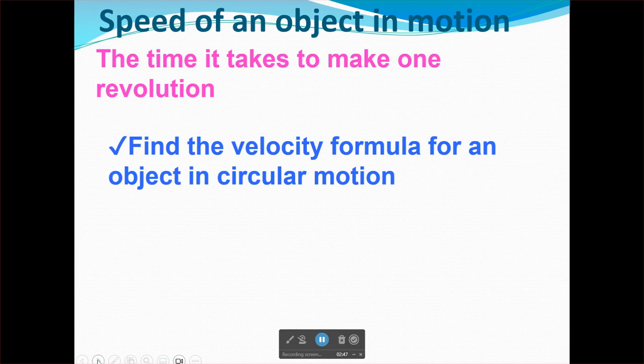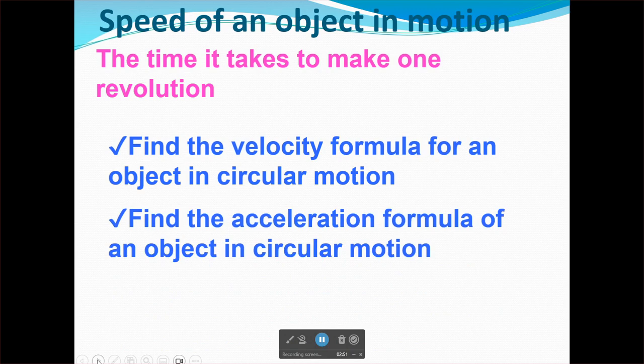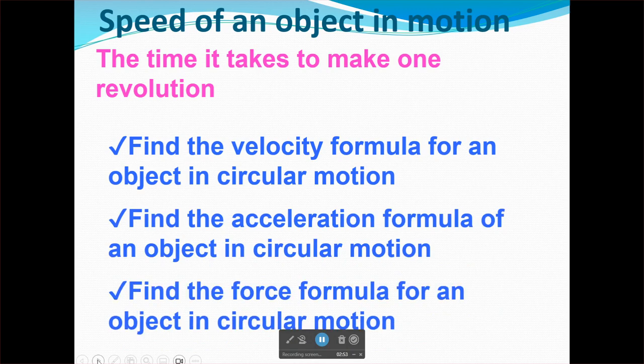So we're going to work on finding the velocity formula. We're going to work on finding the acceleration formula. And then lastly, we're going to go ahead and look at the force formula for an object in circular motion. We haven't touched on forces yet. That's going to come up in the next module or so, but we're just going to introduce forces here.